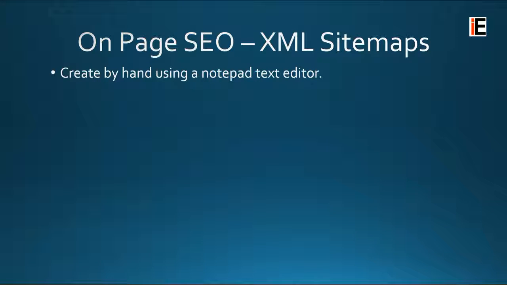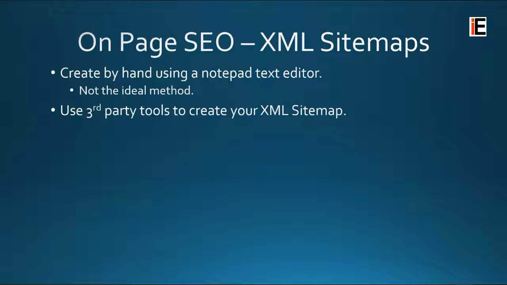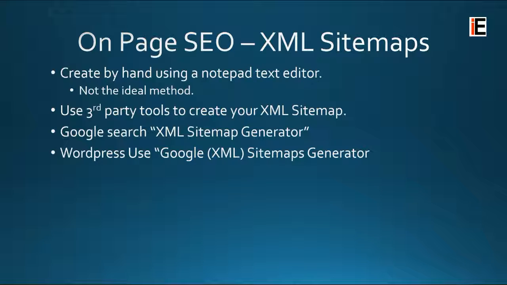You could create it by hand using a notepad text editor. It's not the ideal method though because it can take a lot of time. I would recommend using third-party tools to create your XML sitemap. You could Google search the phrase XML sitemap generator to find one that would suit you best. WordPress also has one, they call it the Google XML sitemaps generator, and you could find that within the WordPress plugins directory.